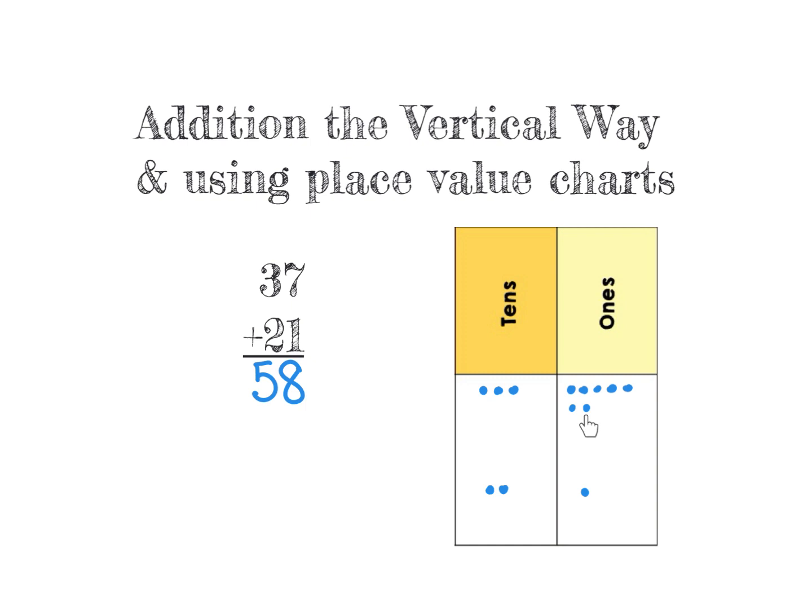1, 2, 3, 4, 5, 6, 7, 8 ones. 1, 2, 3, 4, 5 tens. Once again, our numbers are exactly the same.